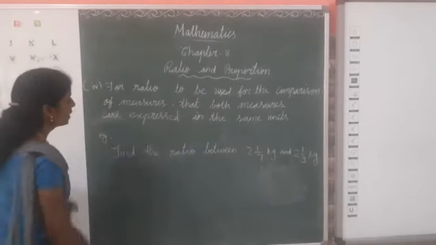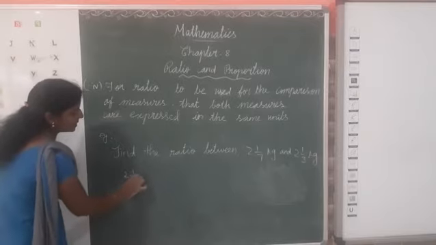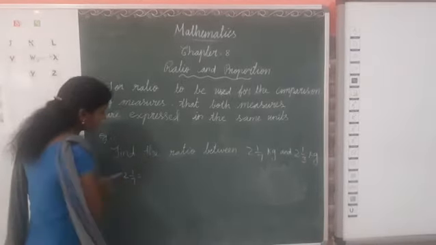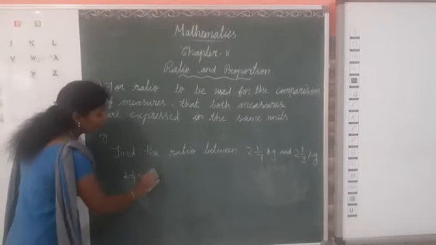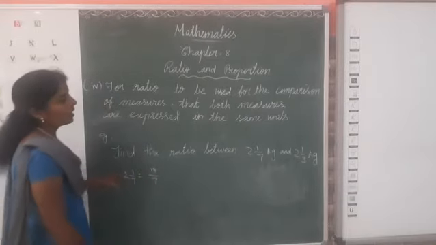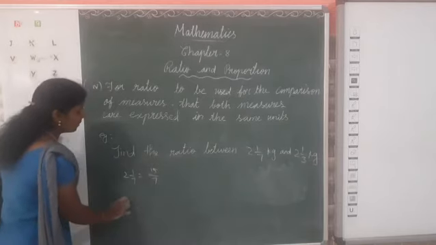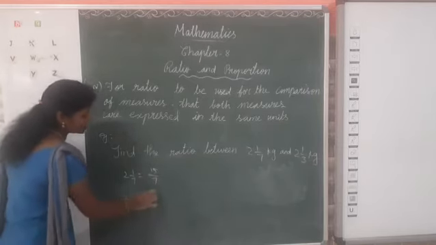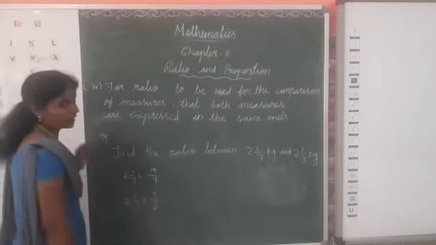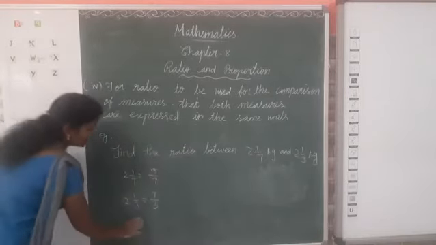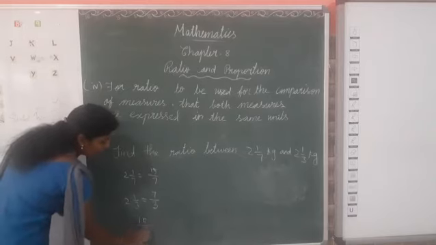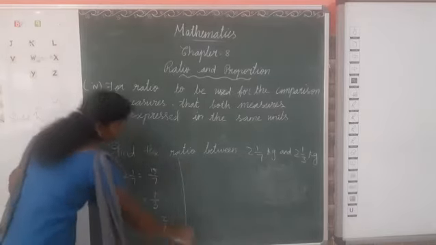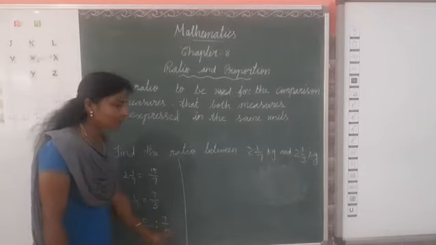Now, 2 1 by 7 is a mixed fraction. We convert it into an improper fraction: 7 twos are 14 plus 1, 15 by 7. Second one, 2 1 by 3 equals 3 twos are 6 plus 1, 7 by 3. Now we can write in ratio form: 15 by 7 is to 7 by 3.